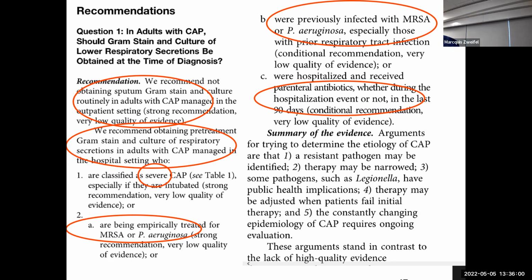Okay, make sense? So if your patient is not severe, you can still send cultures. I usually send cultures. Anybody who requires admission to the hospital, I like to send 2 blood cultures. But they recommend only for these 4 categories: IV antibiotics in the last 90 days, severe pneumonia, you are starting to cover for MRSA or Pseudomonas, or history of MRSA or Pseudomonas infection anywhere, and more likely if it is in the lung.